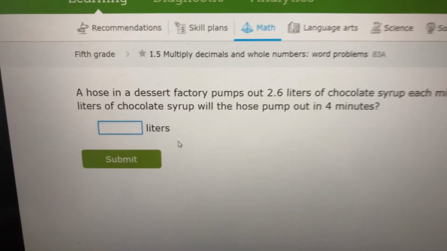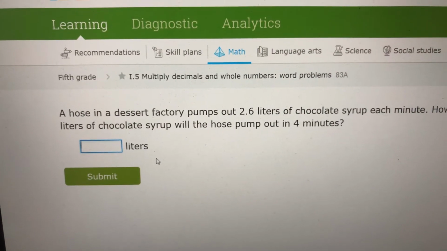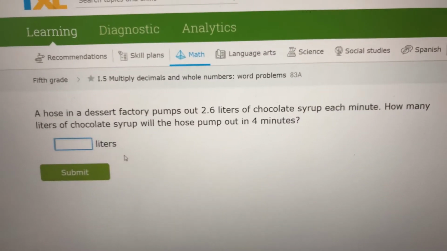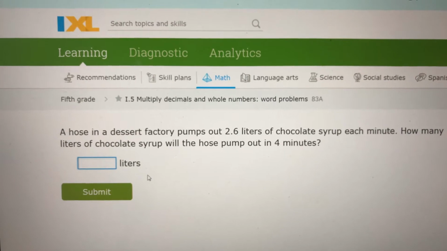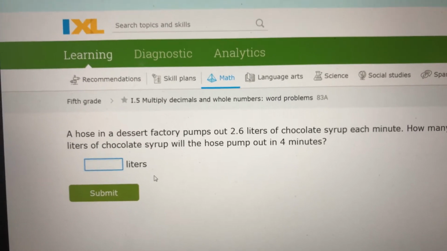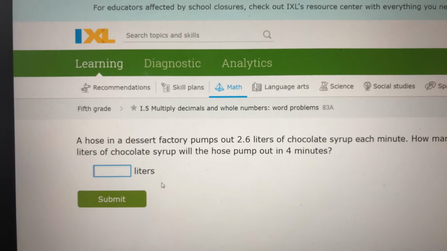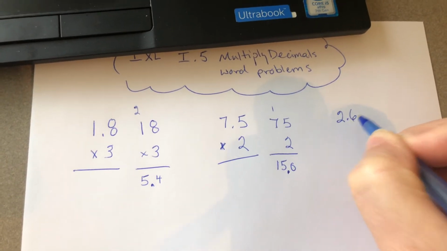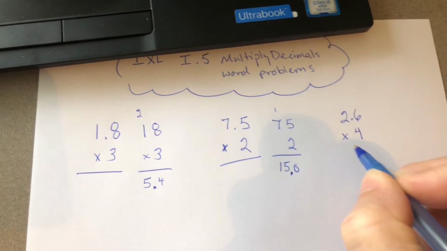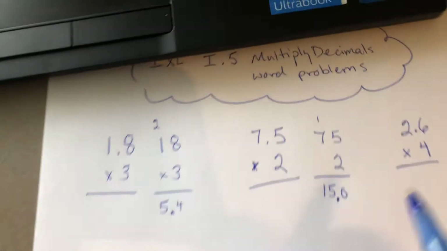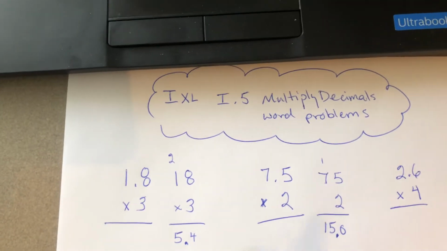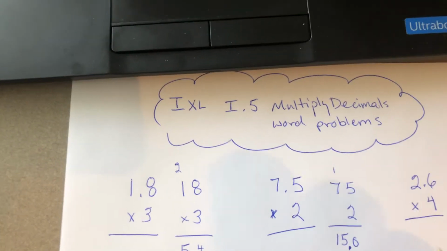All right. A hose in a dessert factory pumps out 2.6 liters of chocolate syrup each minute. How many liters of chocolate syrup will the hose pump out in 4 minutes? So 2.6 a minute. How many in 4 minutes? Okay, well, we have 2.6 times 4. Now, you could just use the 2.6 and multiply from here, okay? Let's just multiply, but just imagining the decimal isn't even a part of this.